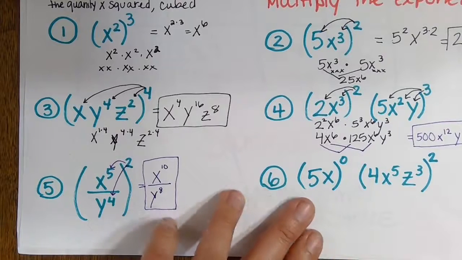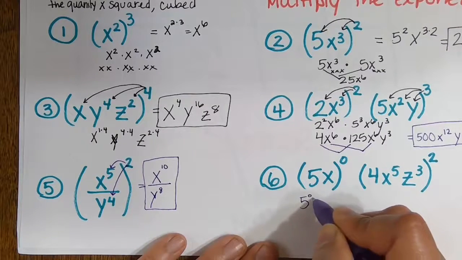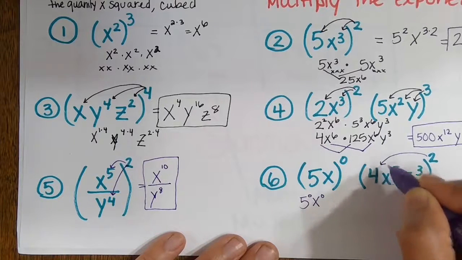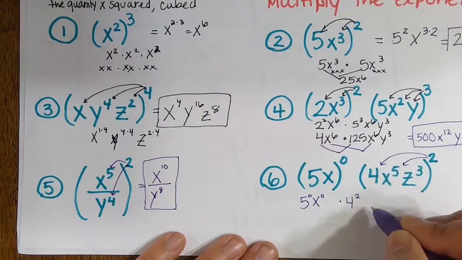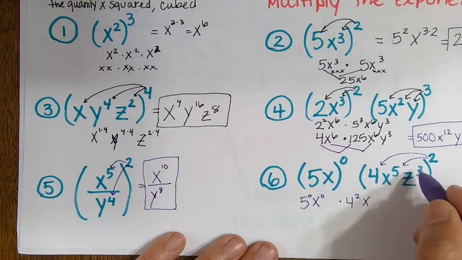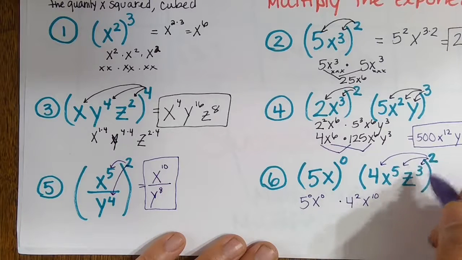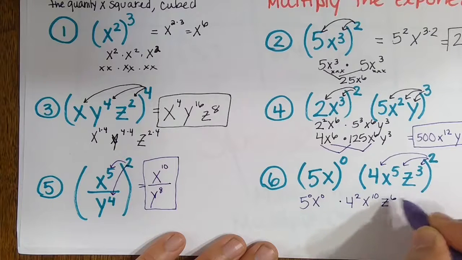All right, next one, same thing. 5 to the 0 power, x to the 0 power. Raise this one times 4 squared. X to the 10th, z to the 6th. Okay, looks good. So I'm just going to simplify it.